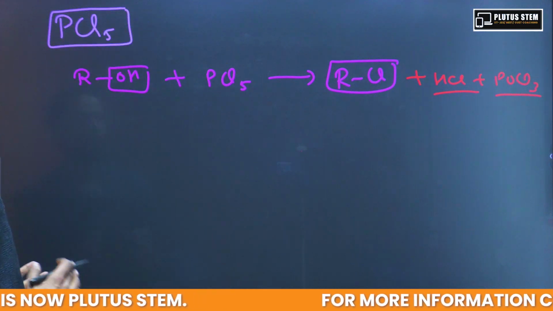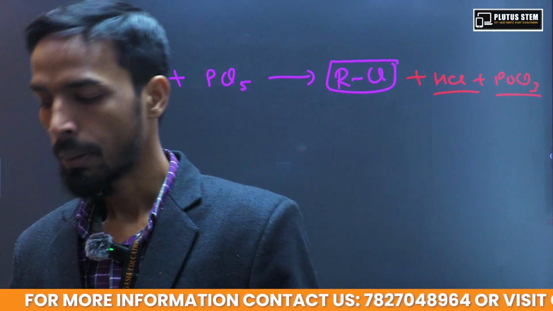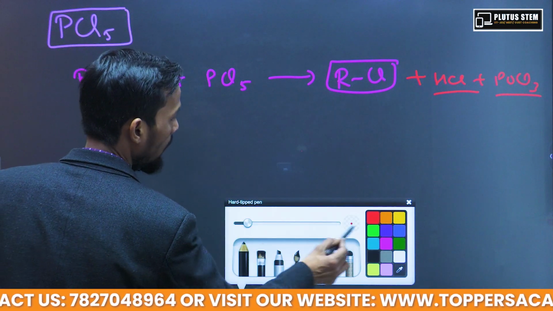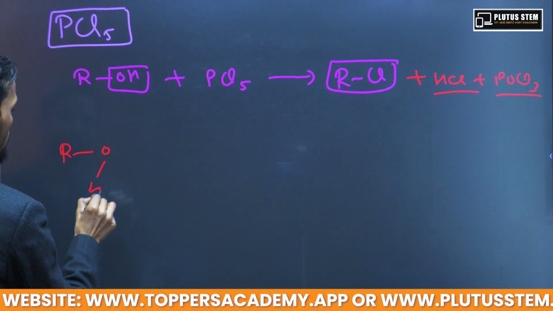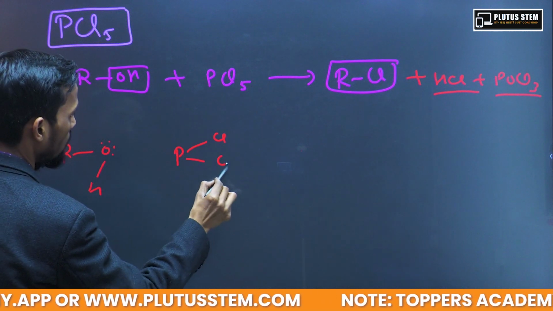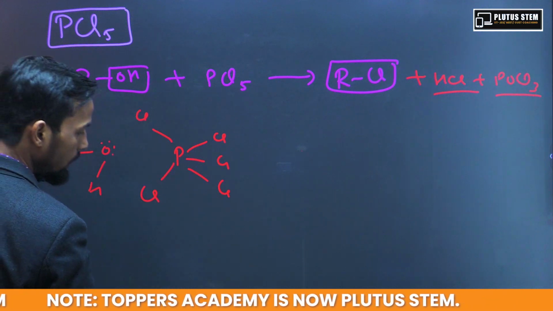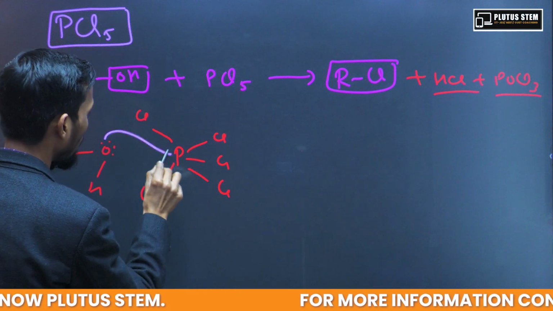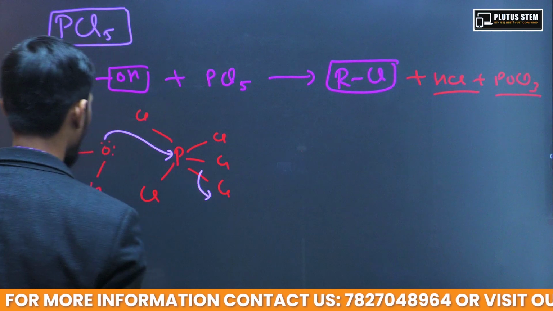The mechanism is not that necessary for this reaction, but we will get a bit of proof of how this reaction is proceeding. This is ROH, and this is PCl5. These lone pairs attack on this, and what will happen? One Cl will leave from here.